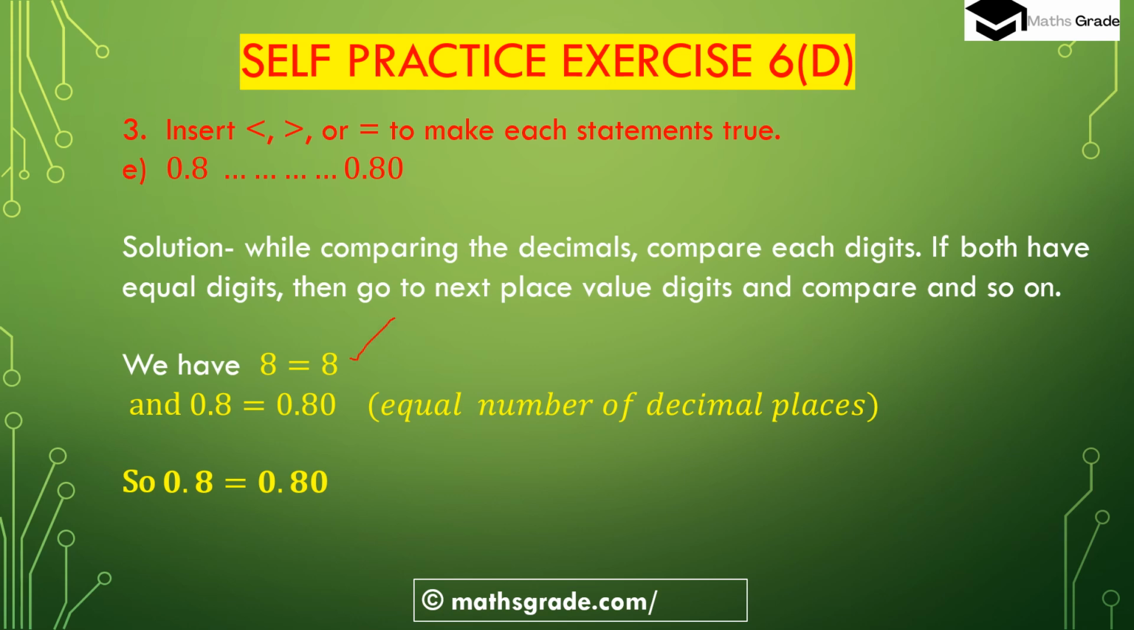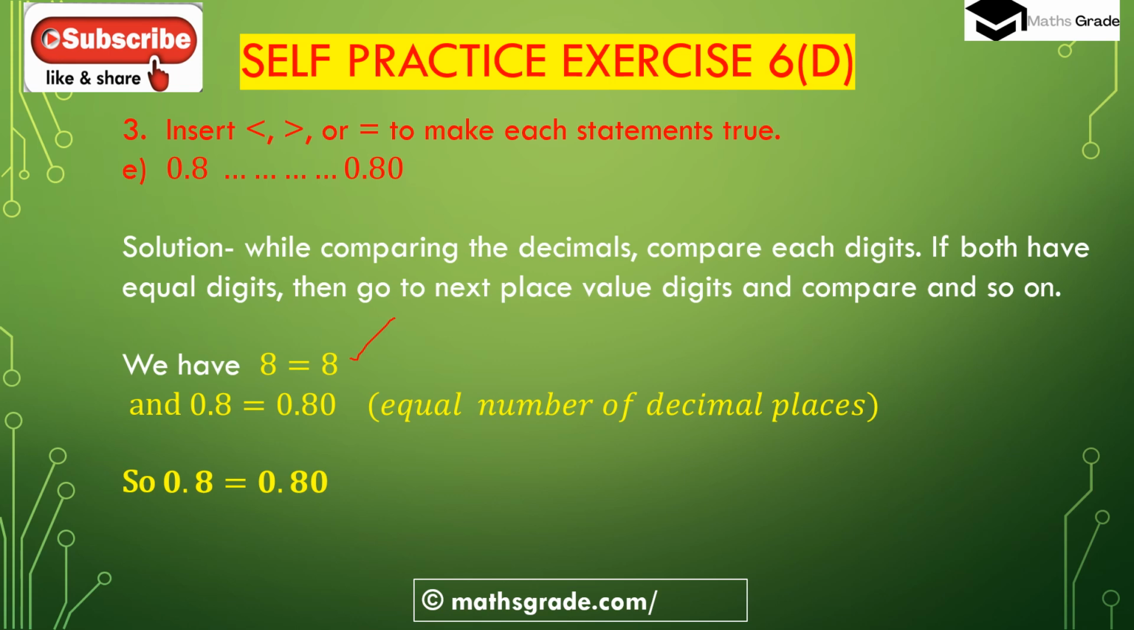Next we have to go to the next place value digits. In 0.8 there is only one digit after the decimal, so we have to convert 0.8 to an equivalent decimal, or like decimals, as 0.80 has two digits after the decimal point. In 0.80 two digits are there after the decimal, in 0.8 only one digit after the decimal, so we have to convert 0.8 into like decimals by adding a 0 after the decimals.